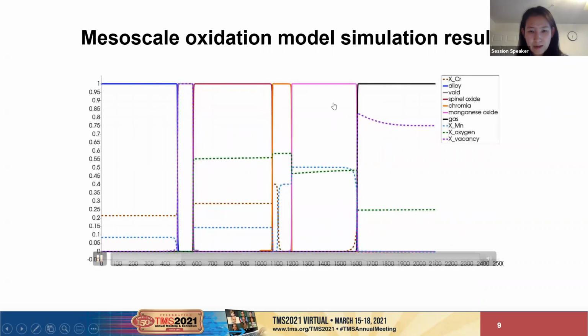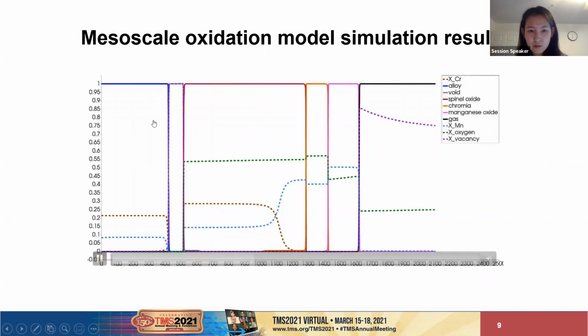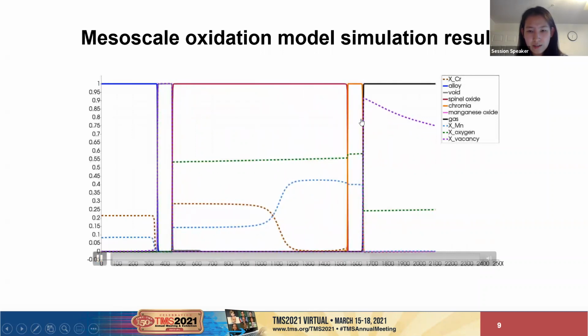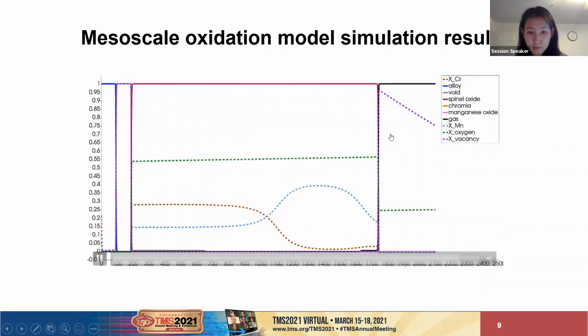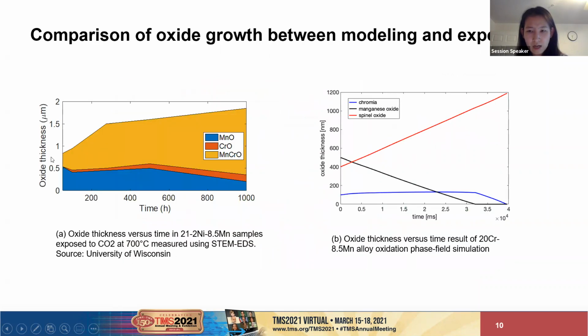And we can see that the manganese oxide phase is shrinking and the spinel phase is growing to both directions. Now the manganese oxide phase has disappeared, and the chromium oxide phase has disappeared as well. Now the only phases that are left are the void, the spinel, and the gas phase. Now we need to compare that oxide growth trend with the experiment.